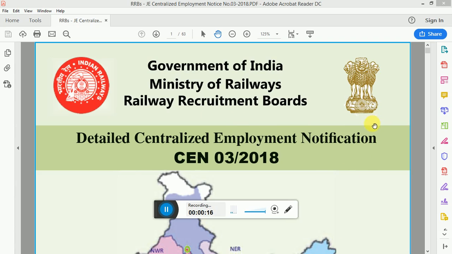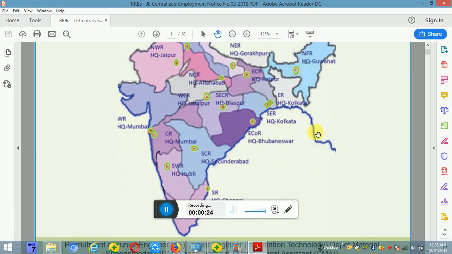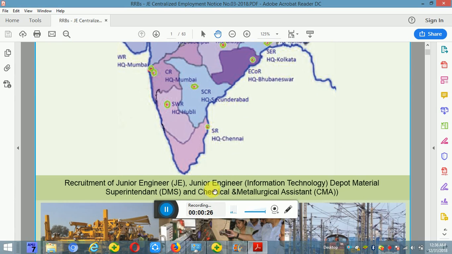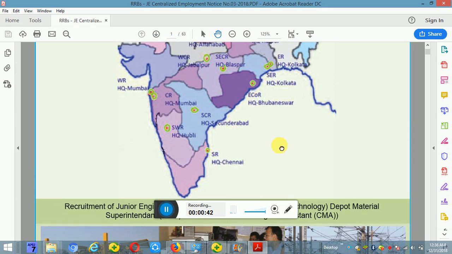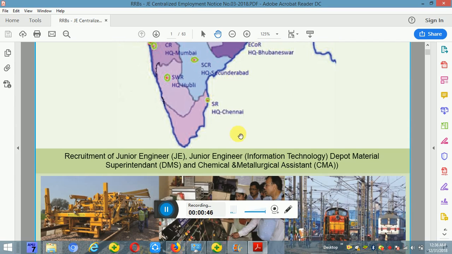Hi friends, we know that RRB has released a huge notification about Junior Engineer. There are vacancies for Junior Engineer Information Technology, Depot Materials Superintendents, and Chemical and Metallurgical Assistants. Totally there are nearly 14,000 posts, and mostly some of the BTech students are eligible for these exams.